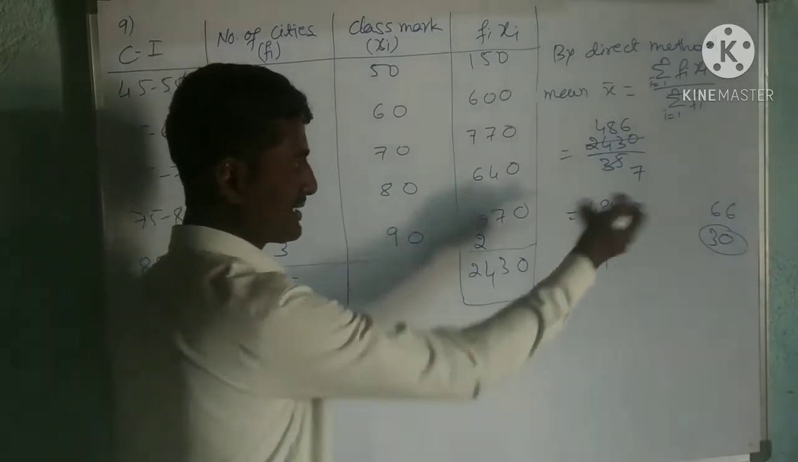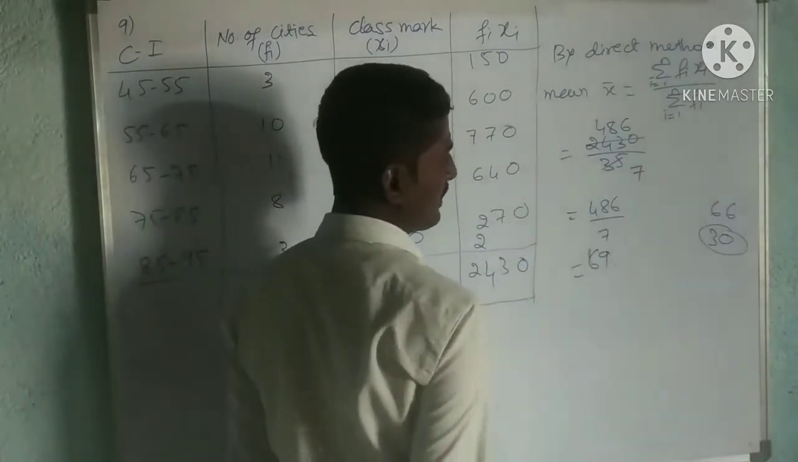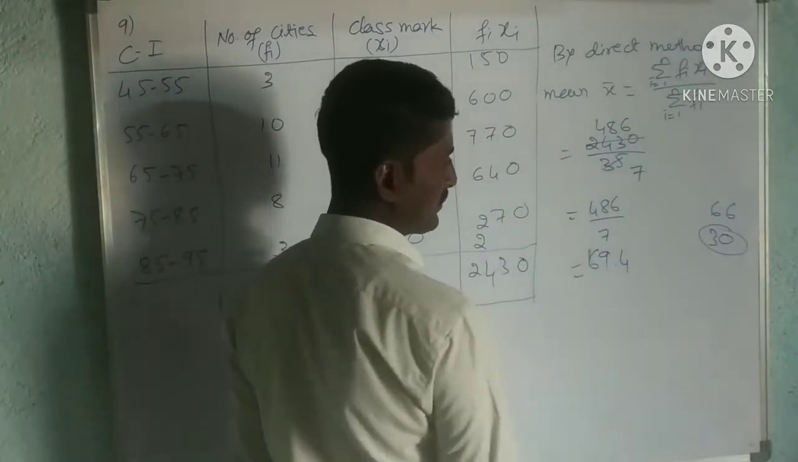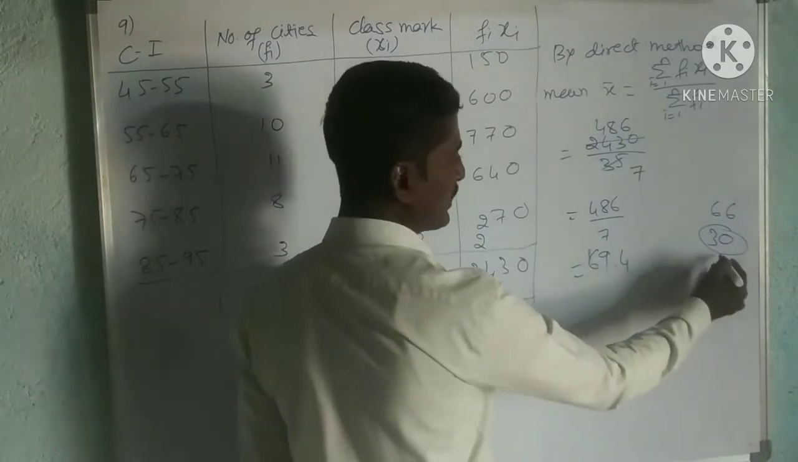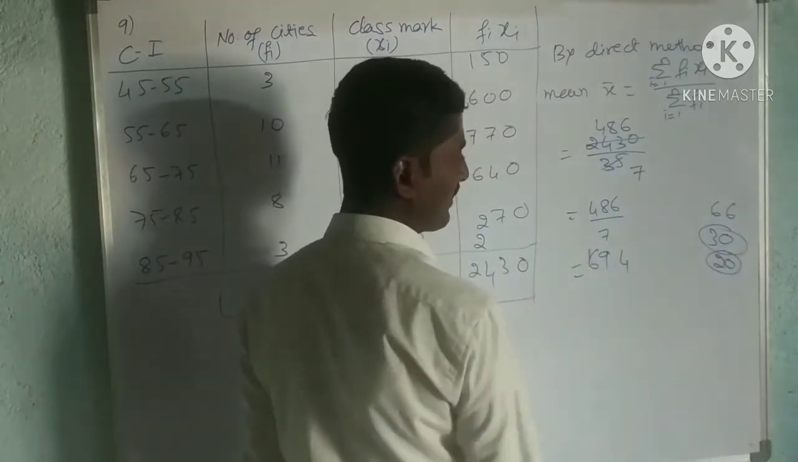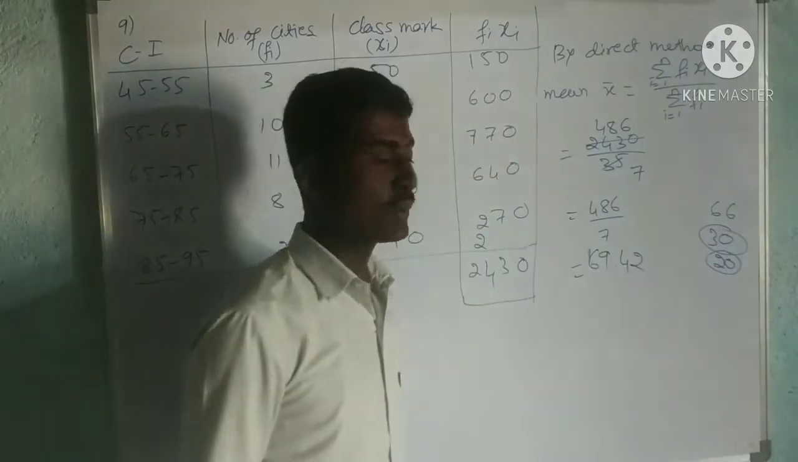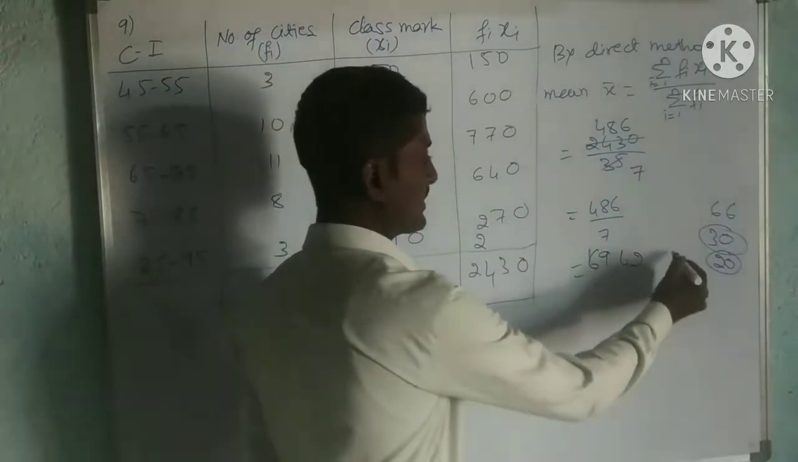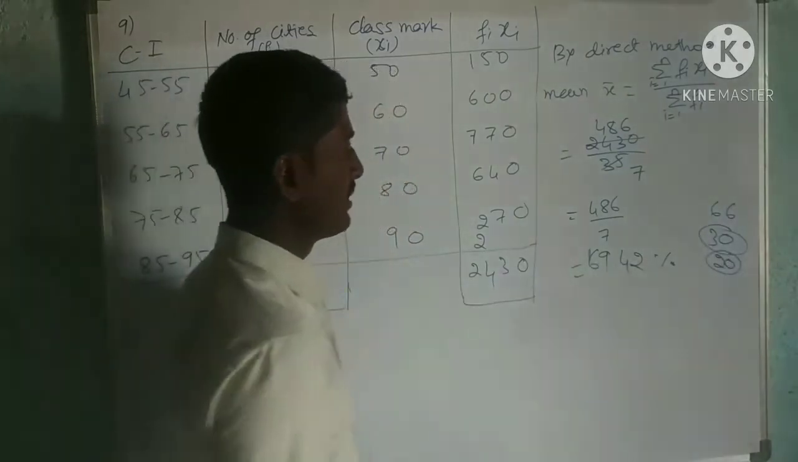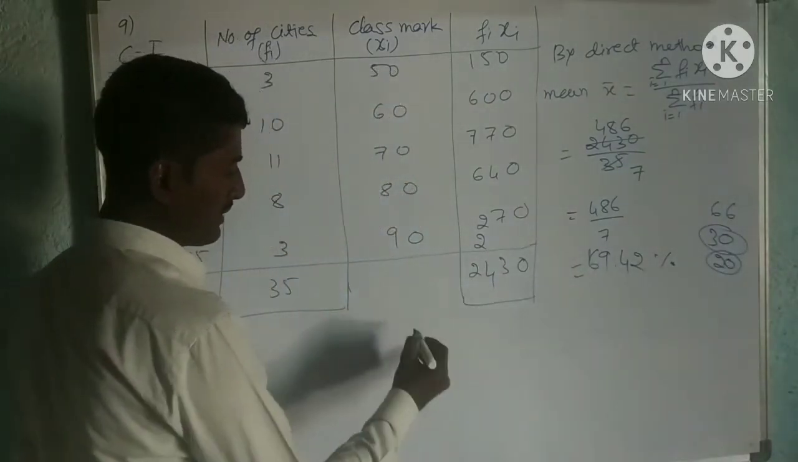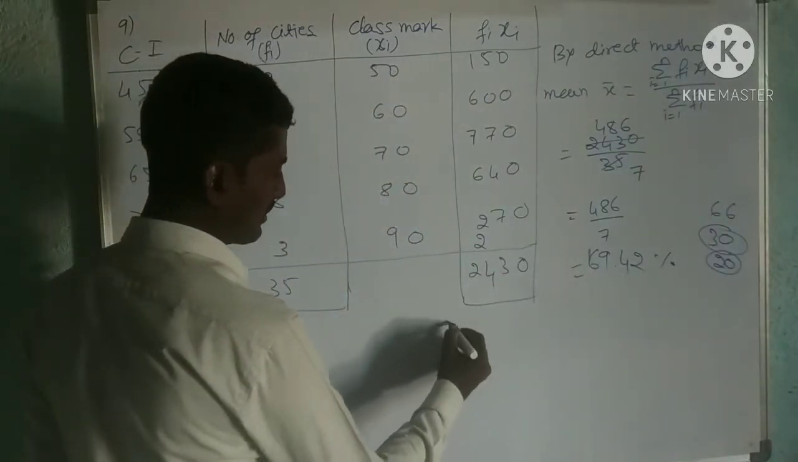69.30, so 30 is there. Divide this by 7, it is 4. 28, 2 remains. 69.42 is the percentage. That is the mean.